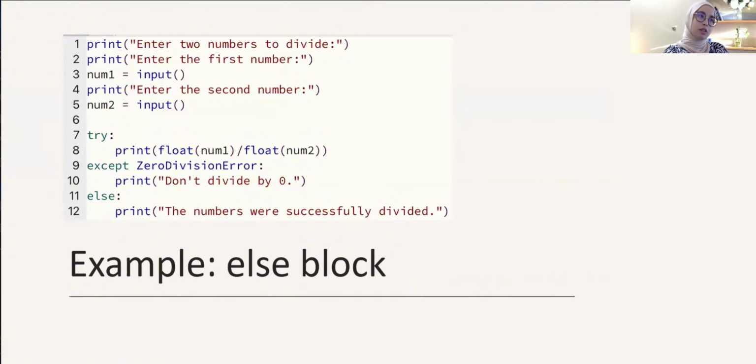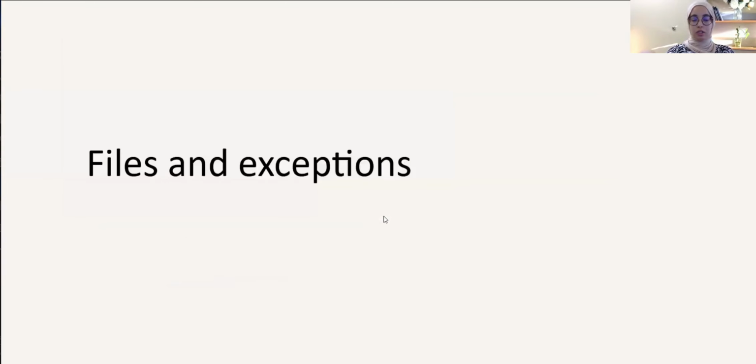So we have this here. We have try, print number divided, for example, by zero, except zero division error, print don't divide by zero. Else we print the numbers were successfully divided, which means that this error does not exist. Now we are going to see this in the context of files. This is mainly the reason that this ends up being useful.